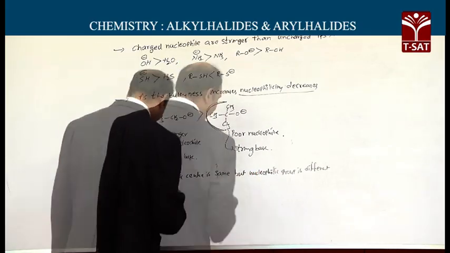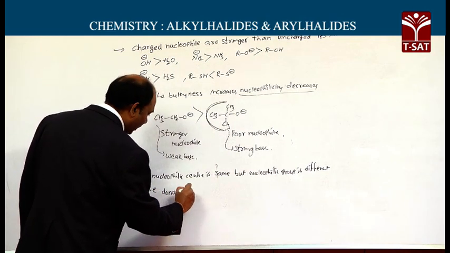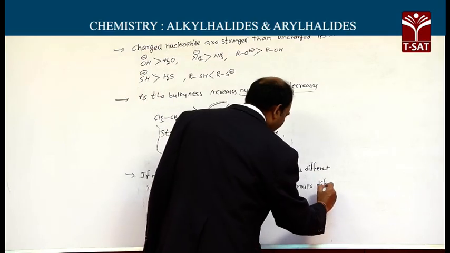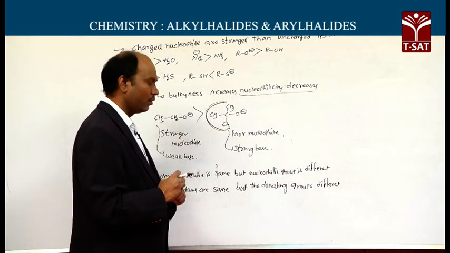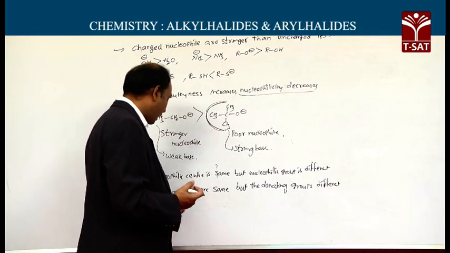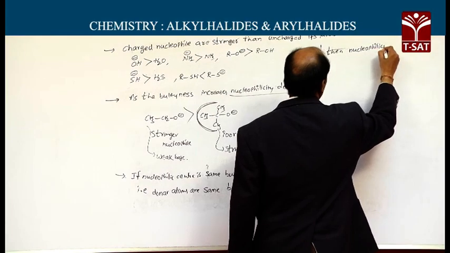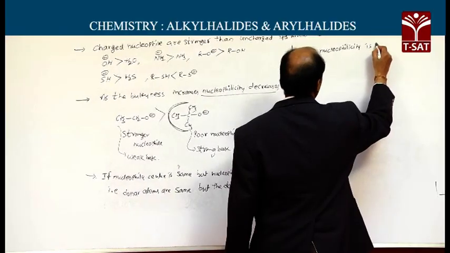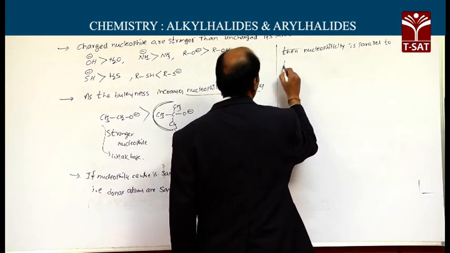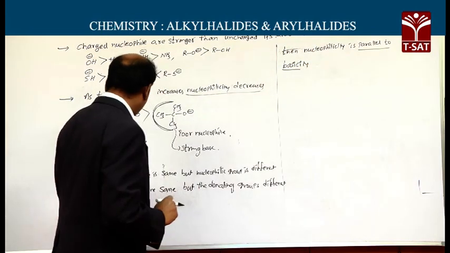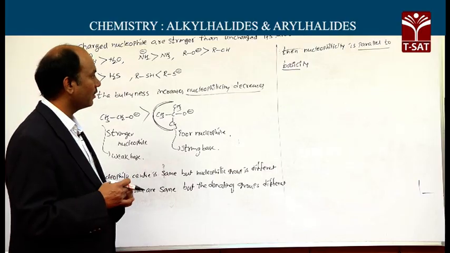but the nucleophilic group is different. That means the donor atoms are same but the donating groups are different. If the nucleophilic center is same but the nucleophilic group is different, then nucleophilicity is parallel to basicity. Donor atoms are same but donating groups are different, then the nucleophilicity is parallel to basicity.